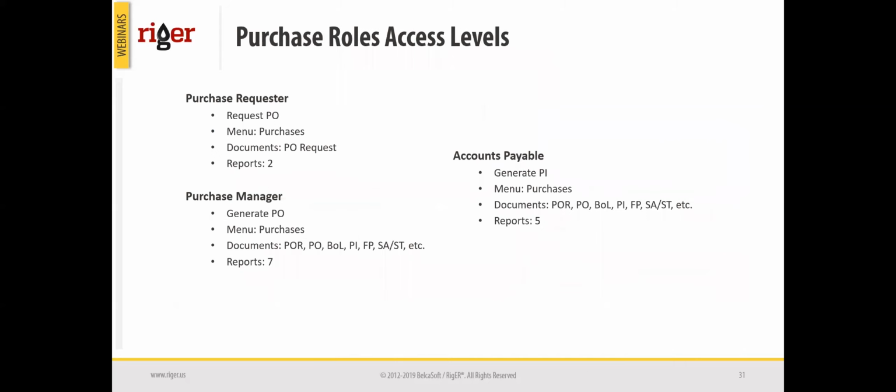Now, these are the actual access levels that our purchase roles have as of right now. So let's go over it. The purchase requester has access only to request a purchase order in our system. The only menu he would see would be the purchases menu. The documents, again, are only the PO request, purchase order request, and he has access only to two reports, which are the purchase reports.